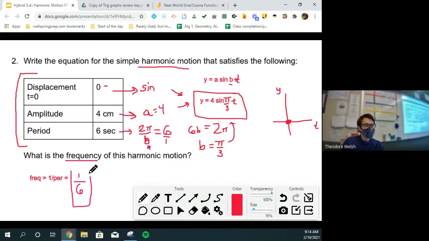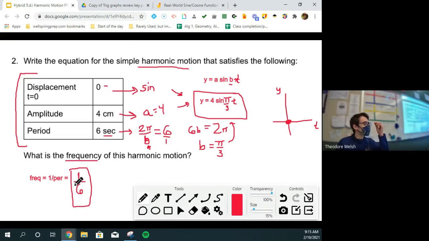So what that means again, frequency represents the number of cycles we complete in a given unit of time. Our given unit of time is seconds. Our frequency is 1/6, so that means we complete 1/6 of a cycle in a second. So there's that inverse relationship between period and frequency. Again, you may be wondering, where is the application with this?